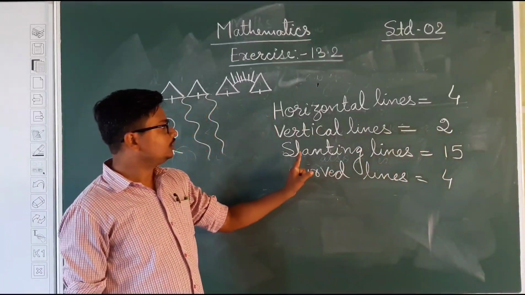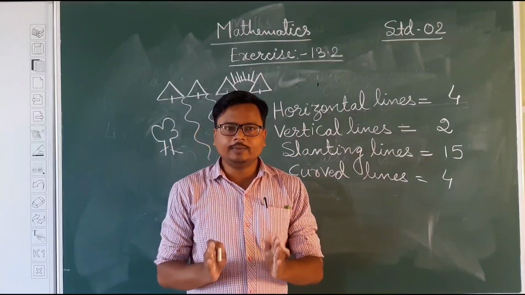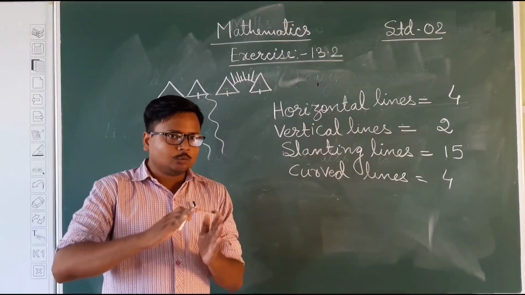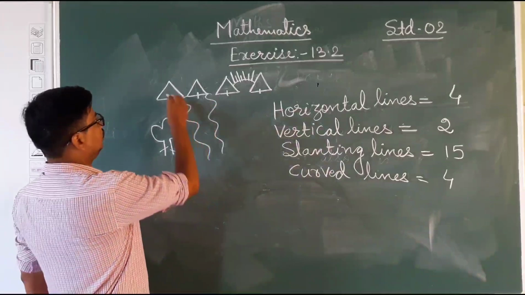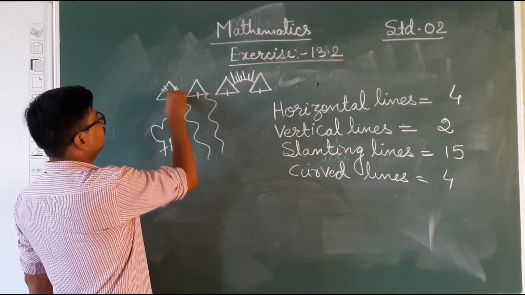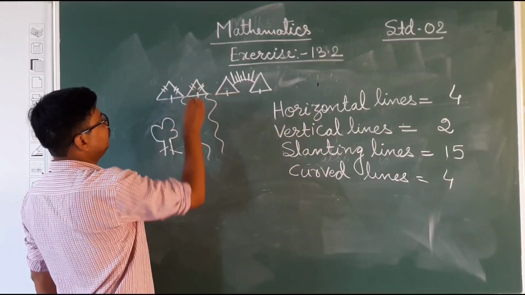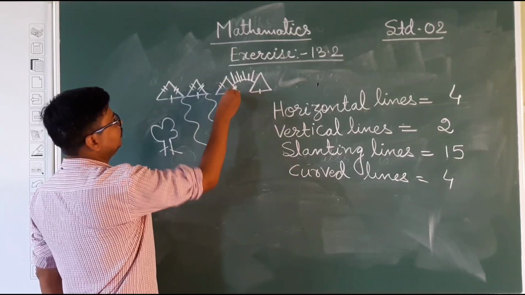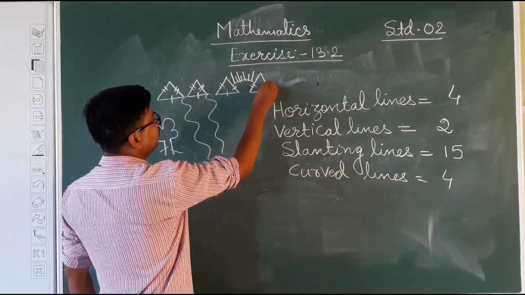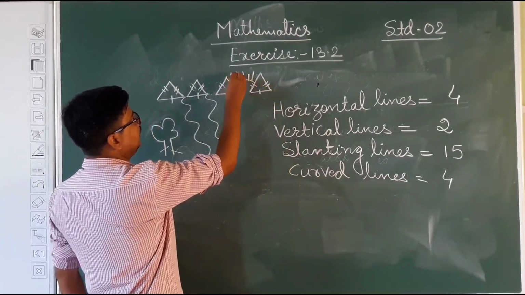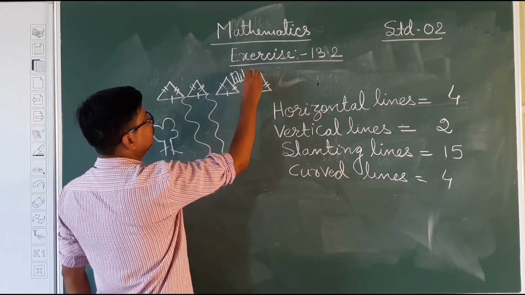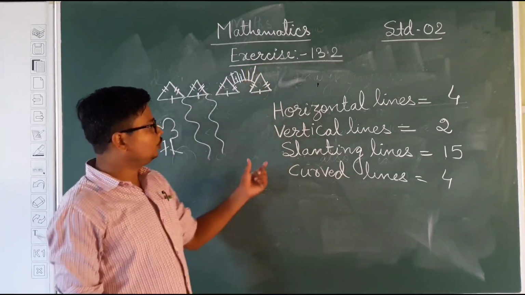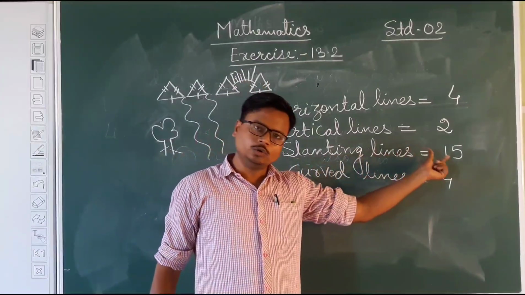Now come to slanting lines. Slanting line means the lines which are in sloping position. So let us count how many lines are there. 1, 2, 3, 4, 5, 6, 7, 8, 9, 10, 11, 12, 13, 14 and 15. So total number of slanting lines equals to 15.